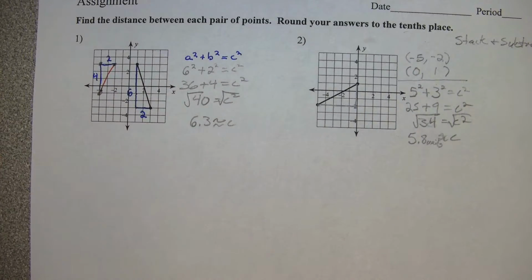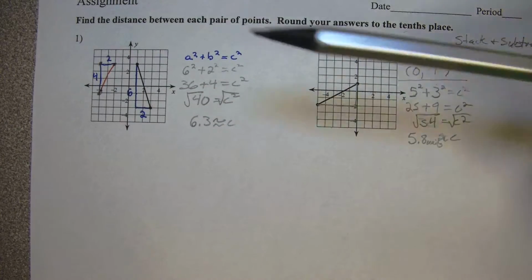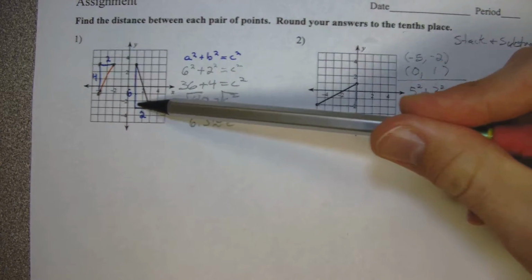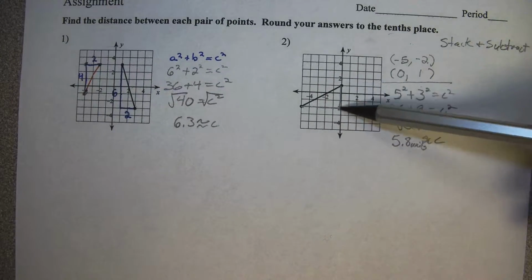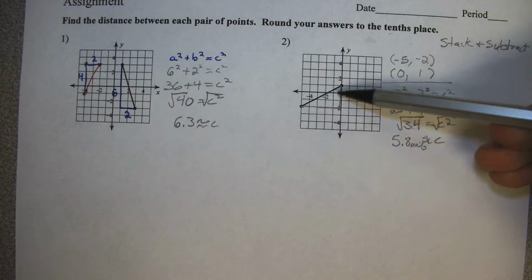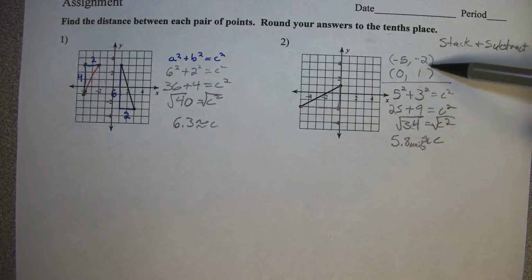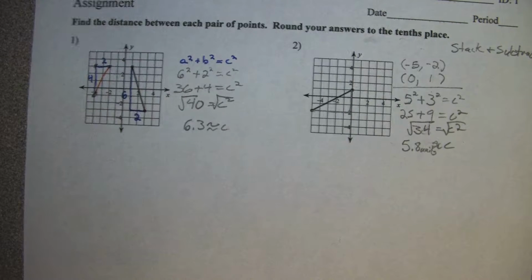So there are the two methods that we'll have at our disposal this year. You can draw the triangle in. Works just fine. A little time consuming all the drawing. Or, instead of doing the drawing, we can just simply find the two coordinates. And we can use the stack and subtract method.